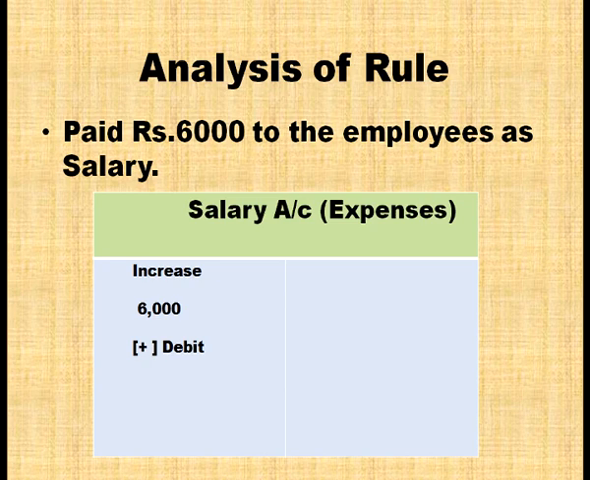We can analyze another transaction. Paid rupees 6,000 to the employees as salary. When anything is paid, what is going from the business? Cash is going from the business. So, salary being an expense, it is debited and cash being an asset, it is credited. What is the rule for expense account? When there is an increase in expense, it is debited. So, as an expense, salary is increasing, so salary account is debited.